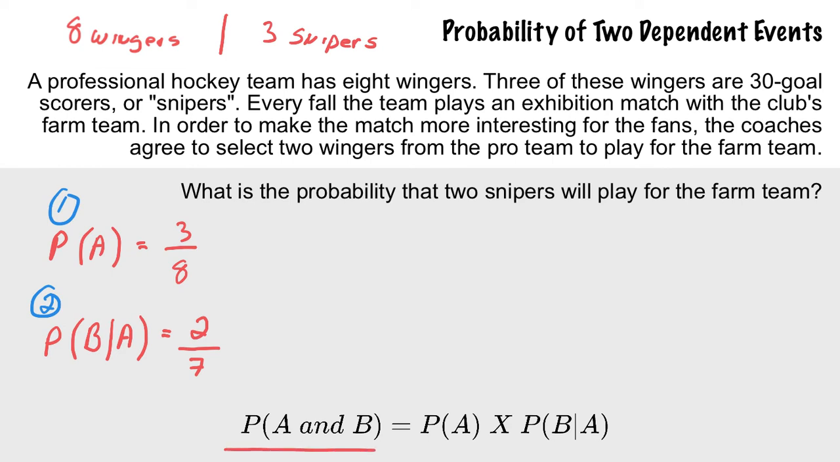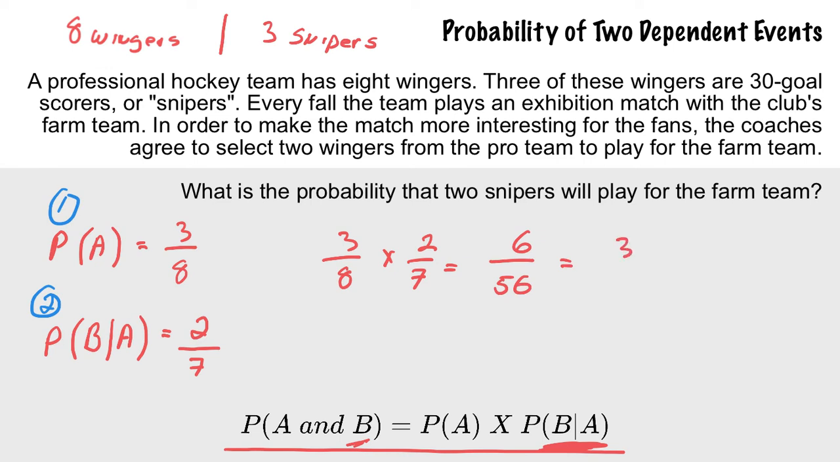Looking at the formula below, we want both events to occur, so P, probability of event A and event B. Event B is further defined as B given A has already occurred. And so we're multiplying those 2 situations together. And this will be 6 out of 56, which will reduce to 3 out of 28. By the way, the odds would be 3 against 25.